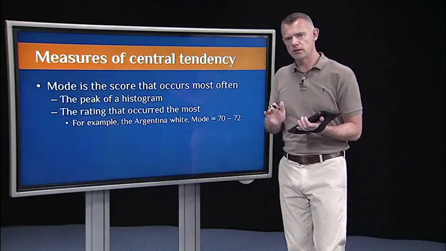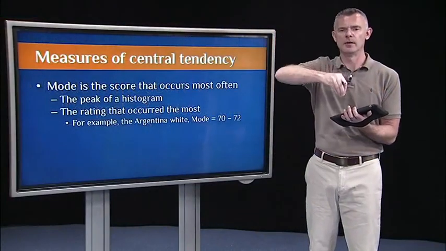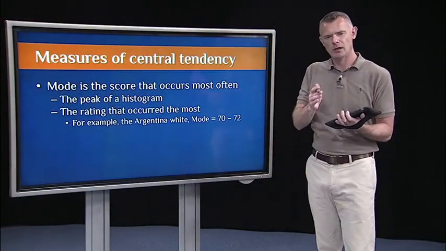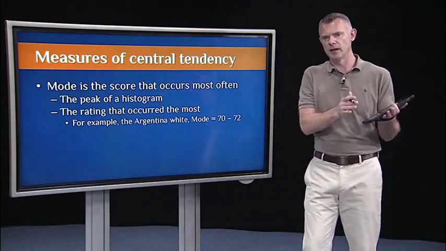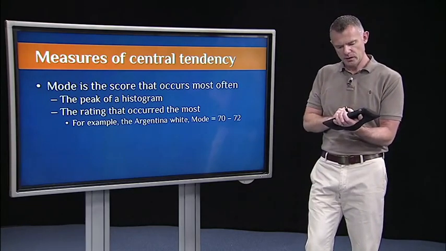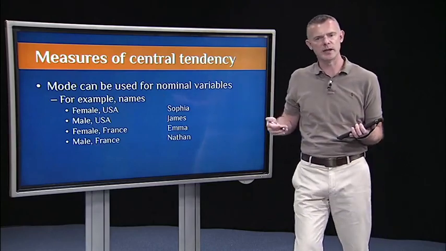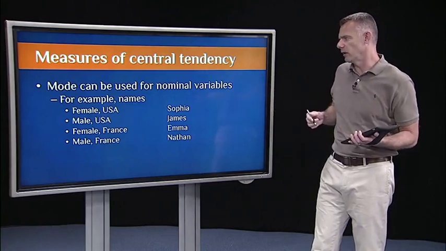So finally, the mode is just the peak of a histogram. It's just the score that occurs most often. So the Argentina white wine distribution, that was a real easy one to look at the peak. Remember, because it was leptokurtic. It had that really strong peak. If you look back at the graph, it was right around 70 to 72. It was also about the average because it didn't have really extreme rankings on the negative end or on the positive end. A thing about the mode is it can also be applied to nominal variables. That's not true of the mean or the median, right? But we can apply it to nominal variables.